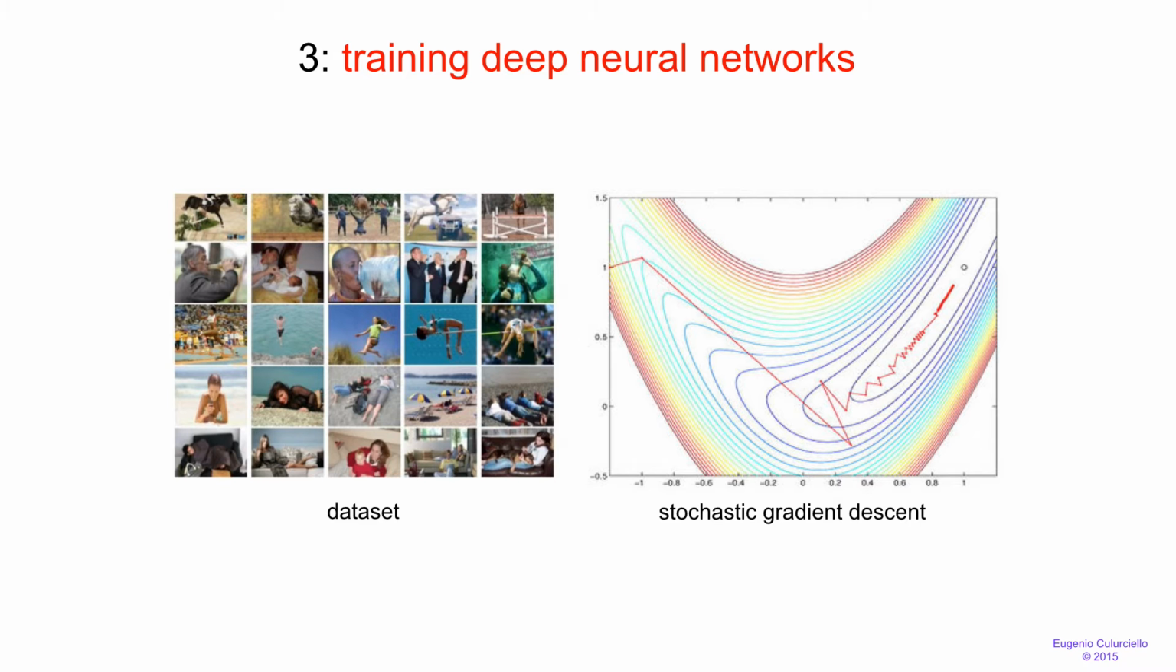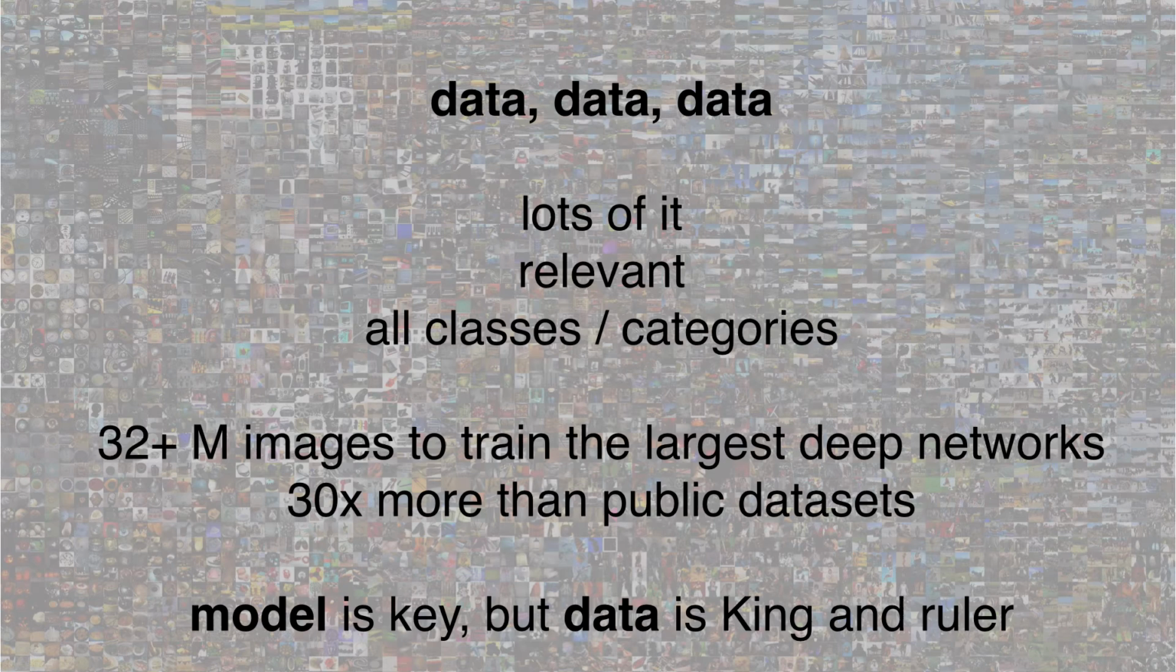All right, yeah, so a lot of deep learning is really just lots of data, and having good models and good architectures. But I say, it's like for buying a house, it's location, location, location. For us, it's data, data, data. I would say you want lots of it, relevant, with all possible classes. It's better to train for a million classes than to just train for two, even though you were just going to use these two.